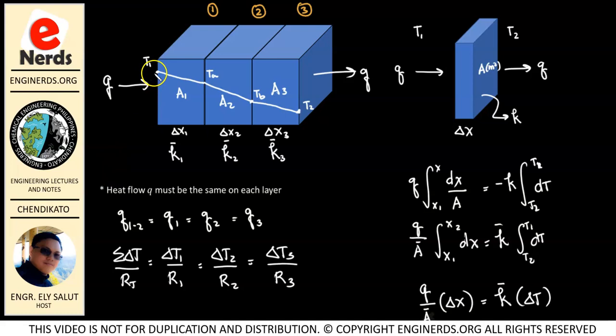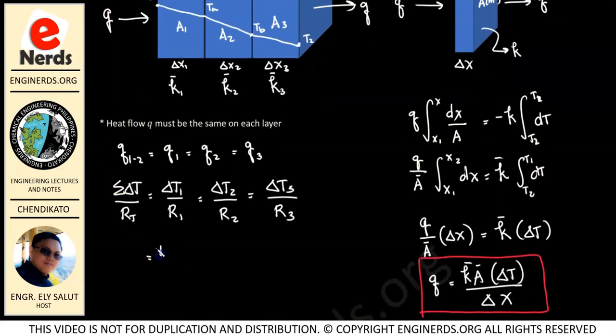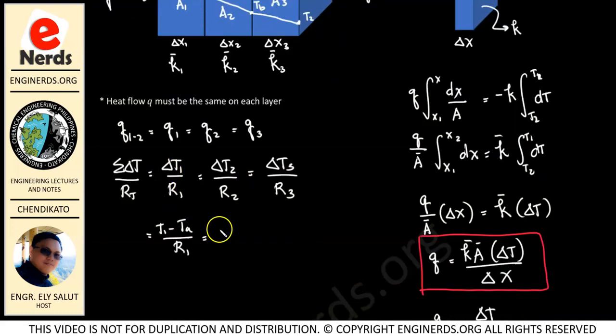Our delta T1 will be T1 minus TA, because let us remember this is from inside. So that means our temperature is higher here. So our delta T here will be T1 minus TA over our resistance 1. Now, for our Q2, we have TA minus TB over resistance 2. And for our Q3, we have TB minus T2 over R3. Okay, and this is equal to the summation of delta T over RT.